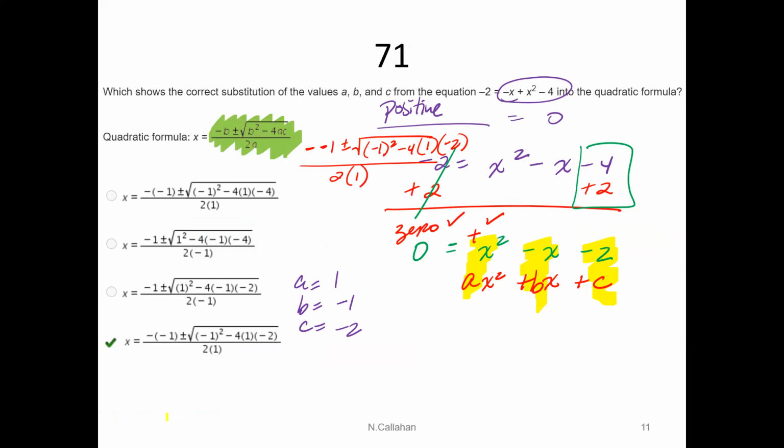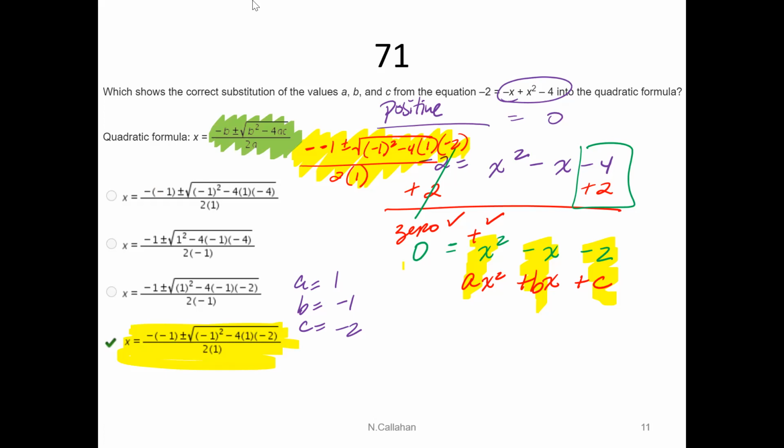So looking at this, which one matches what I just wrote down right here? A, B, C, or D? Pretty simple. It's going to be D. Notice that you have a -1. That's the first one. So that could either be A or D. But then the difference with D is that you have a 4 times 1 times -4. And it should be a 4 times 1 times -2. So you just need to match it. That's all that you need. And that is your question, you guys.